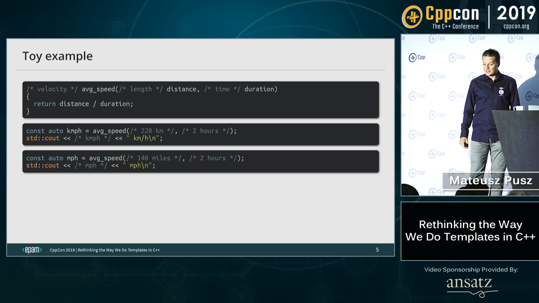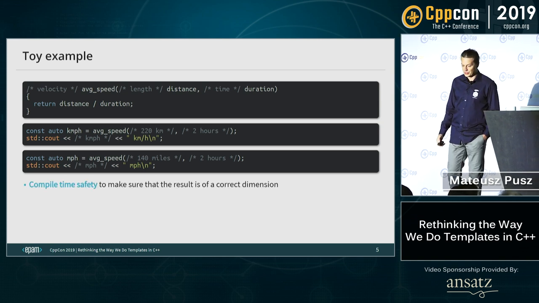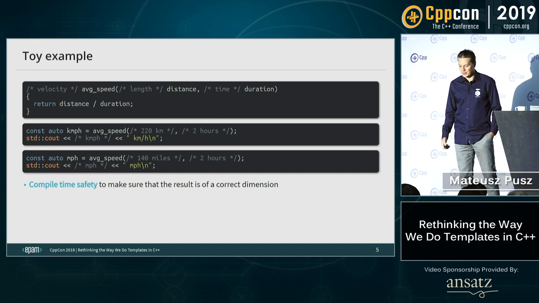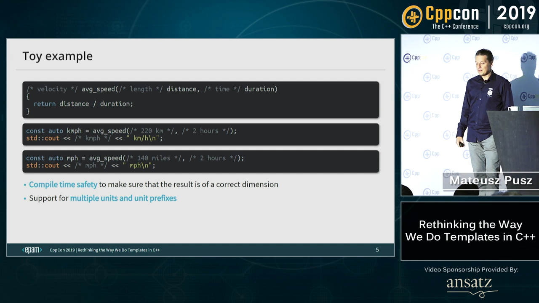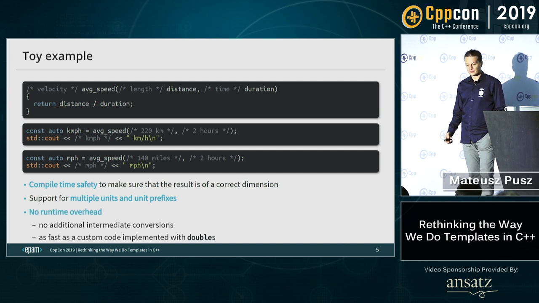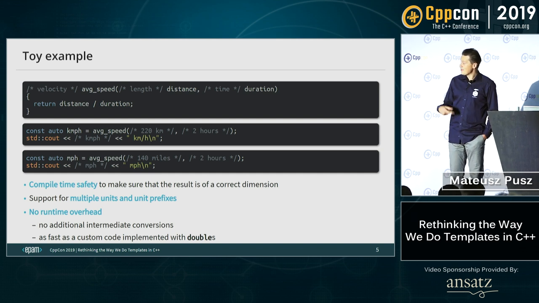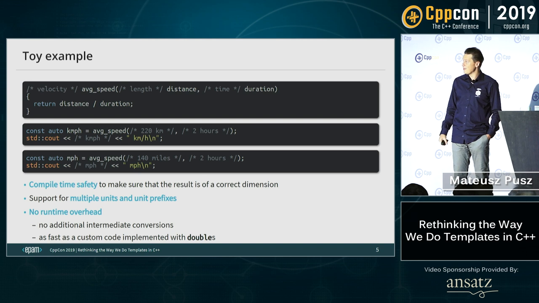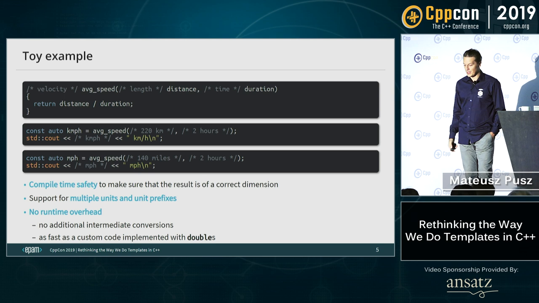But also, I would like to provide the same data in miles and get the correct result without any intermediate conversions. So it has to be compile-time safe. If I make any mistake in my calculations, it shouldn't compile. We want to support multiple units and prefixes. And there should be no runtime overhead. So the output binary should do the same as if we implemented this on doubles, just using the plain double type from C.